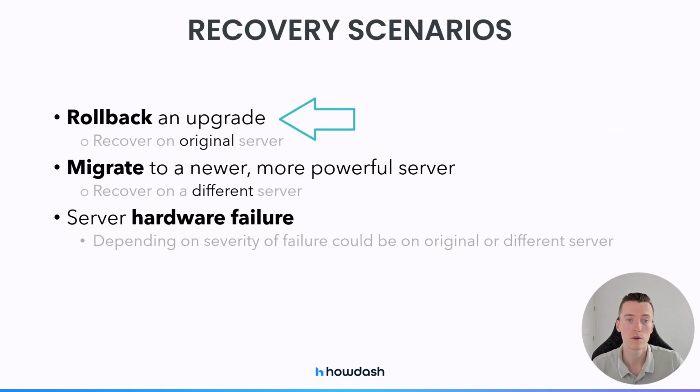First one is when you need to roll back an upgrade. This one is pretty straightforward. You've installed an upgrade to your Qlik Sense server and either it didn't go well and you need to try again, or something was actually wrong with the upgrade, so you need to roll back your Qlik Sense server to the previous version that it was installed on. In this scenario, you typically would be recovering your Qlik Sense server on the same server as it was originally. It's a simple rollback, and there's no need, in most cases, to bring in a new server.